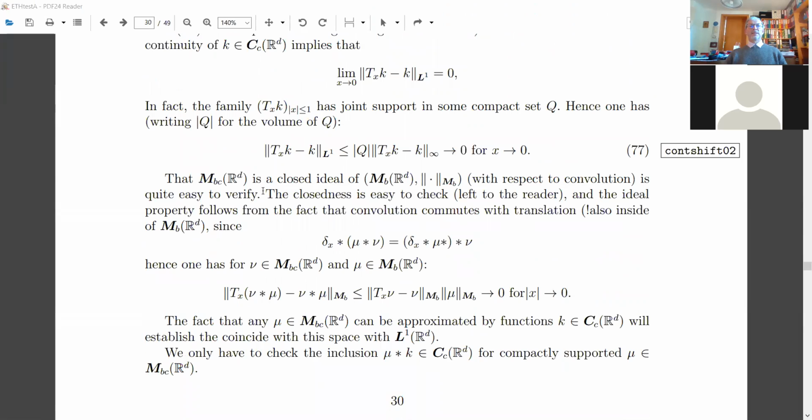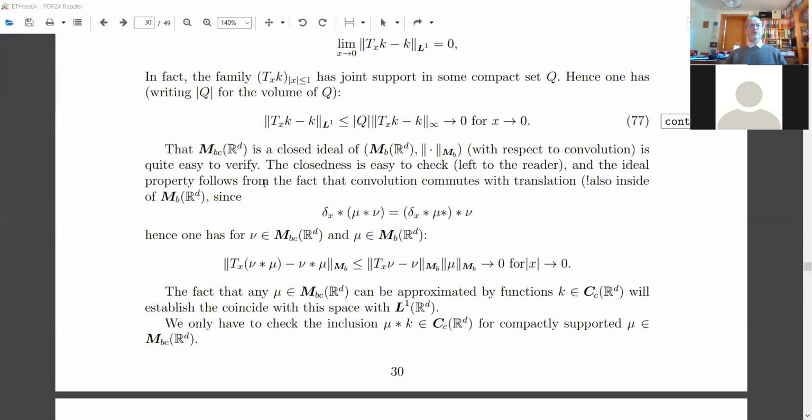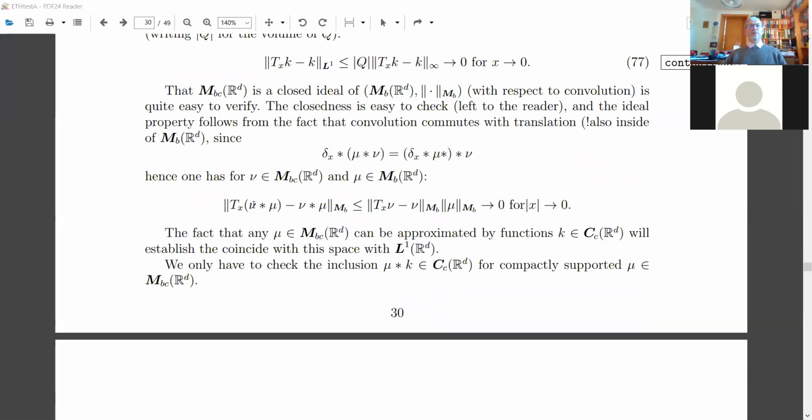Now, for the other direction, for the study of the bounded measures with continuous shift, I would like to concentrate on the ideal property. So again, show that it's closed, but then show it's an ideal. What does it mean, an ideal? A subalgebra means that you can multiply internally elements from the subspace. An ideal is a subspace where you can multiply the elements from inside the subspace with arbitrary elements of the big algebra. So we have the claimed closed ideal MBC and the big algebra of bounded measures.